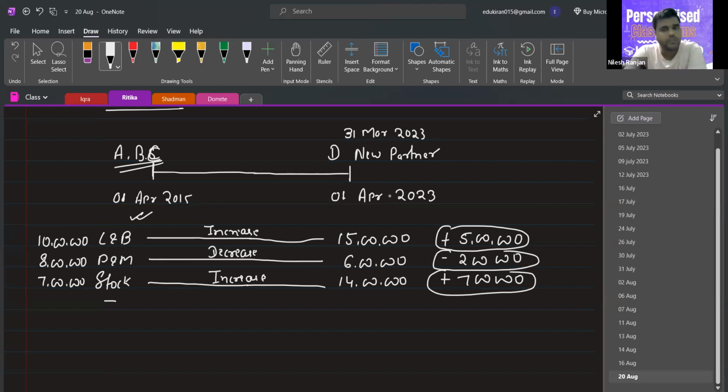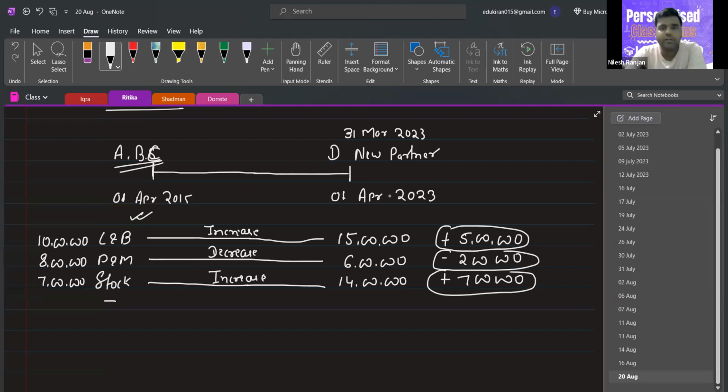Okay, sir. Tell me, will he get a share in the revaluation profit or loss or not? Sir, he won't. He will not get any profit or loss. Why do you think so? Sir, because all these profits are due to the activities of the old partners, and his contribution was not there, so he will not get.